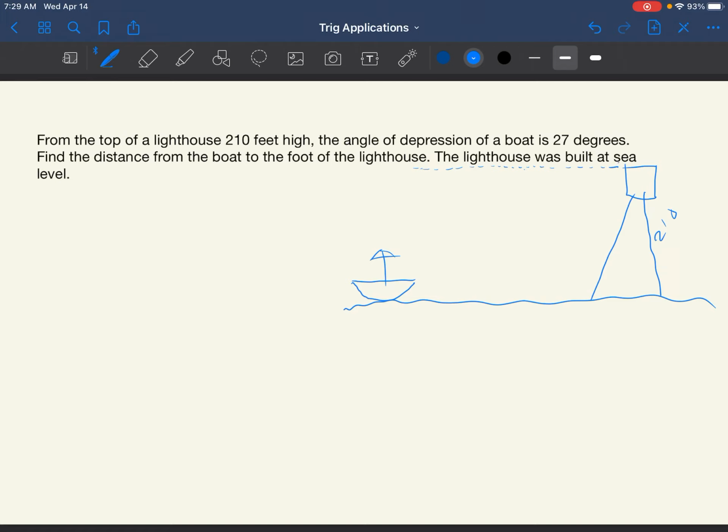Apologize, that was the bell ringing. Imagine somebody's at the top of the lighthouse and they look straight ahead. That's my horizontal. And then they look down at the boat. So this is their line of sight as they look down at the boat. Angle of depression is that angle that goes from the horizontal to the new line of sight that's looking down at the boat. So that is my angle of depression, and it is 27 degrees.